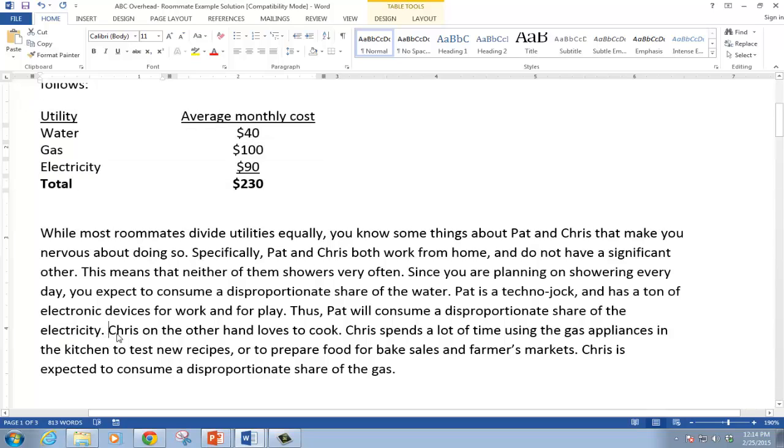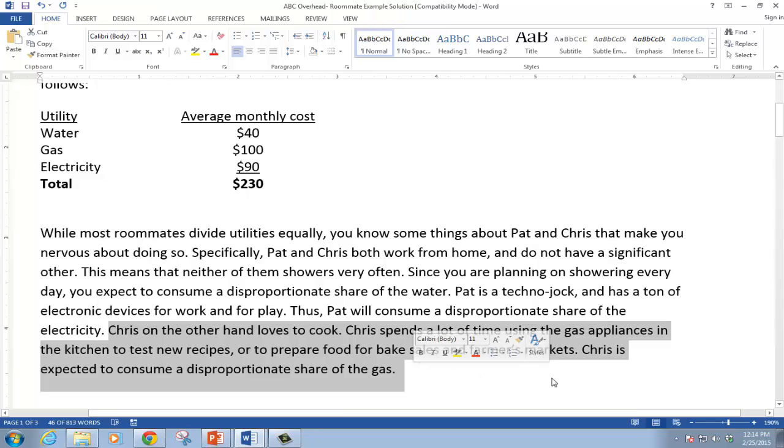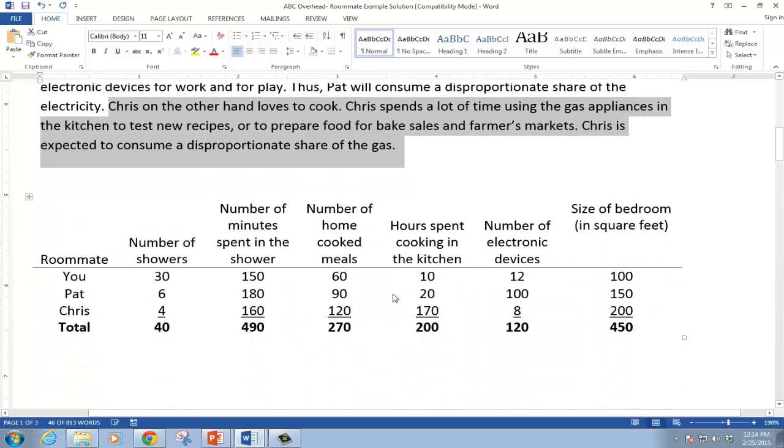Chris, on the other hand, loves to cook. Chris spends a lot of time using the gas appliances in the kitchen to test new recipes or to prepare food for the bake sales and farmers markets. Chris, therefore, is expected to consume a disproportionate share of the gas. Now, to help you divide these costs up in an equitable way among the 3 of you, we need to know some of the activities that you each engage in. So here's a list of some different activities.